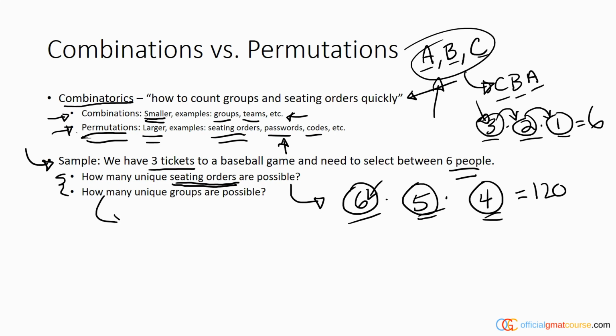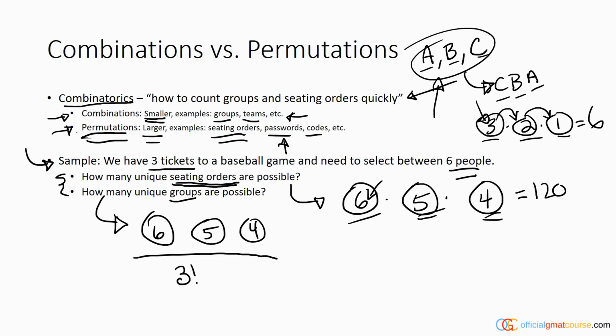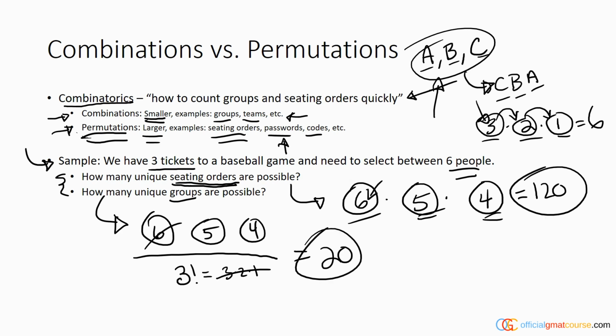Now, when it comes to unique groups, how many unique groups of people are there? I don't care if it's Billy, Bobby, Timmy, or Timmy, Bobby, Billy that are sitting from left to right if I'm only talking about groups. I wouldn't want to count that as a bunch of extra groups. So what we do is we take the permutation, 6, 5, 4, and to turn it into a combination, we divide by the number of spots factorial. And that will give us 3 factorial, which is equal to 3 times 2 times 1, which is 6. We'll cancel out against 6. So there are 20 unique groups, but 120 unique seating orders, and that's how we approach combinatorics at a basic level.